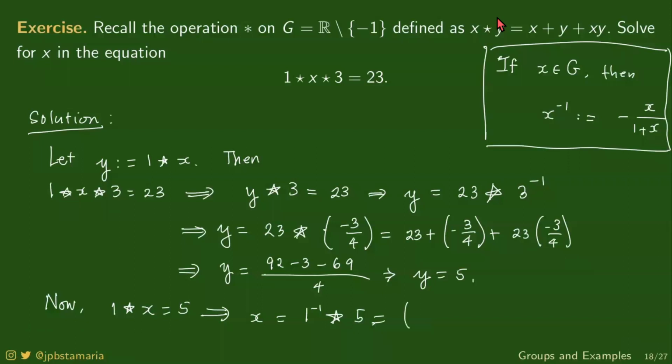1 inverse is negative 1 half. Kasi ang formula natin ay ito. Don't forget, ang inverse ng 1 ay negative 1 half this time. Star 5. So, negative 1 half plus 5 plus negative 1 half times 5. Alright. So, how do we... Ayan na. Last na to. X is what?